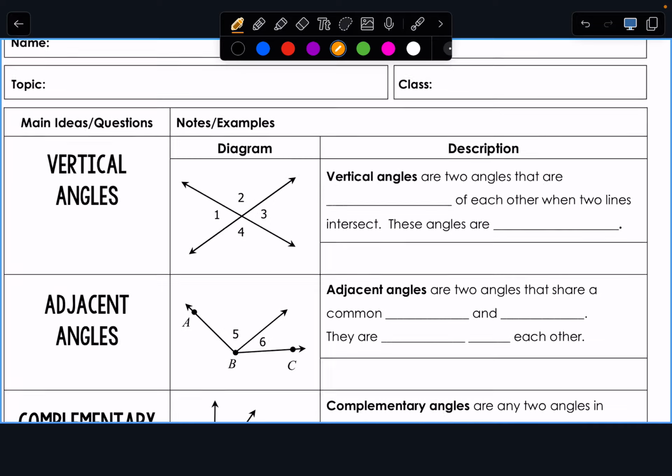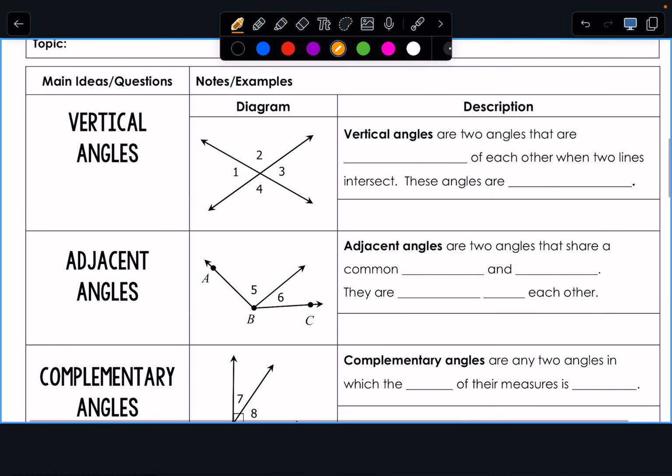Okay? So the first of the 4 vocabulary words we need to know today is vertical angles. Angles 1 and 3 are vertical angles because we say that they're across from each other. They are formed when 2 lines intersect and we pick 2 angles that are across from each other.